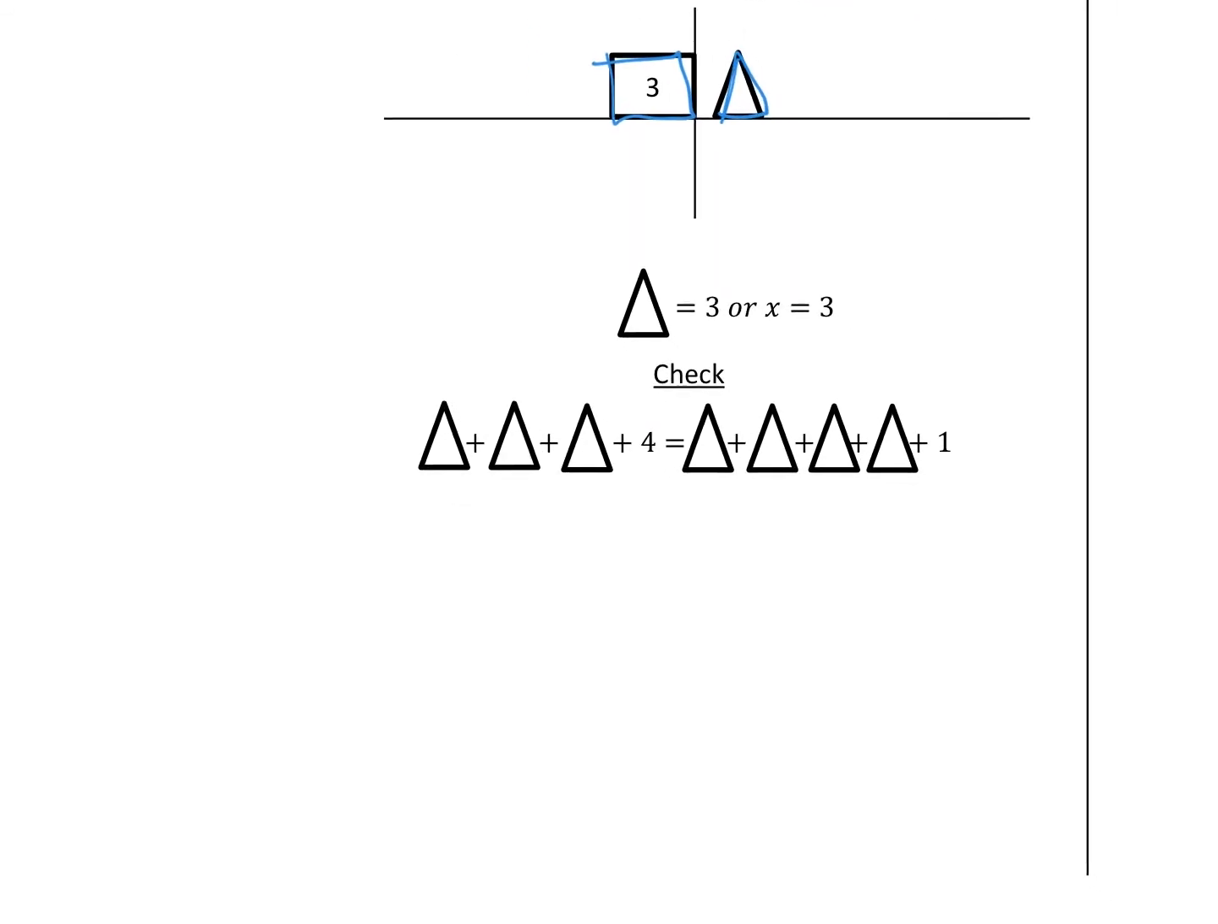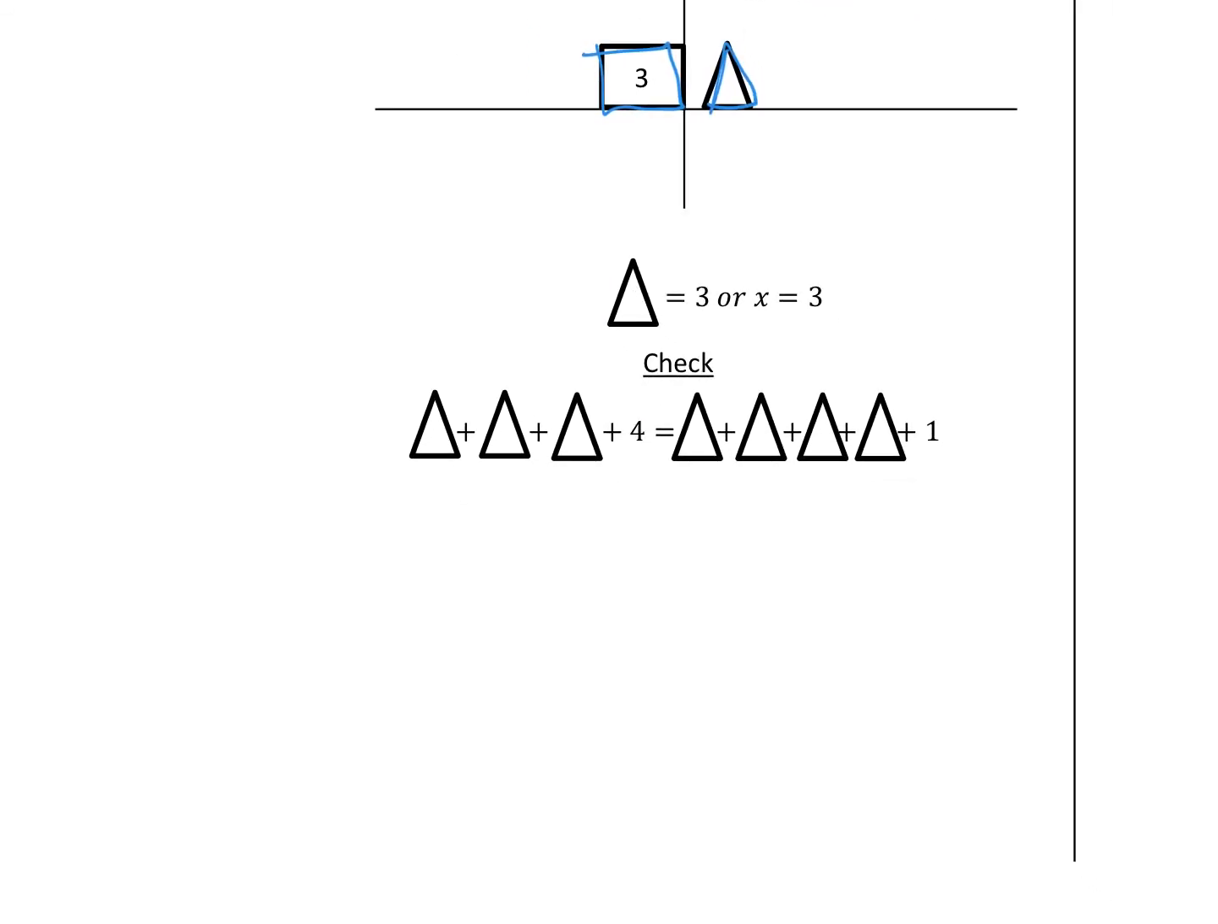For checking, step 1, you rewrite exactly what was on the scale. So the scale showed 3 pawns plus a 4 on the left, and then 4 pawns plus a 1 on the right. Next step is to plug in for my unknowns. So I know that those unknowns were 3. So it becomes 3 plus 3 plus 3 plus 4 is equal to 3 plus 3 plus 3 plus 3 plus 1.